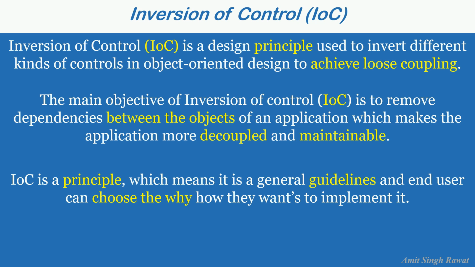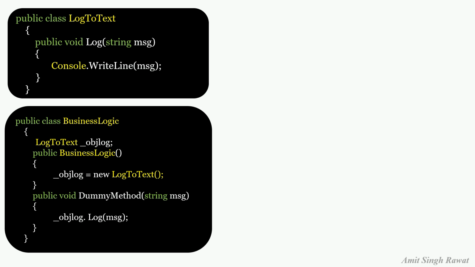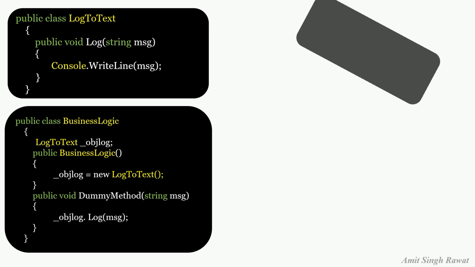Alright, let's use this principle to refactor our code. This is our existing code. Let's create another class, public class Factory.